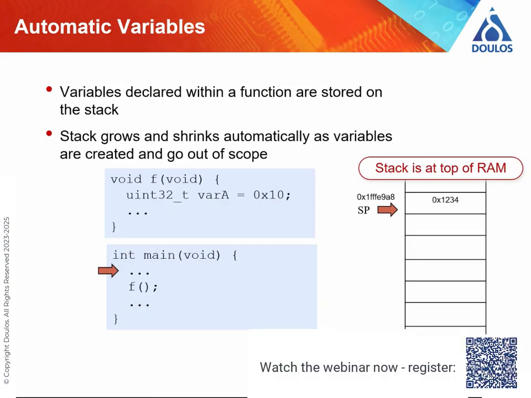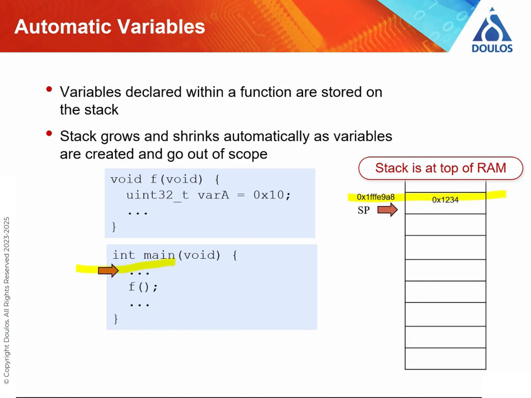Now, most of the variables that you use inside your application are allocated differently in terms of memory. Variables that are declared in a function get stored on the stack. And the stack grows and shrinks automatically as the variables come into scope and then go out of scope. So memory allocation is maintained by the C program itself. If we have our stack, which is typically sitting at the top of RAM, in our main function we could check to see what the stack pointer currently is, again using our debugger.